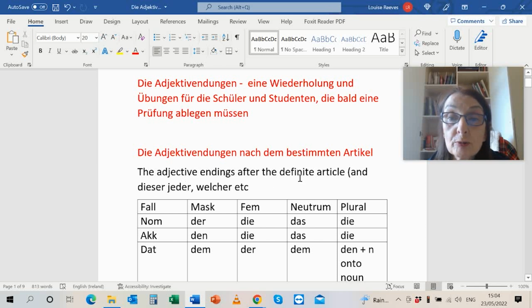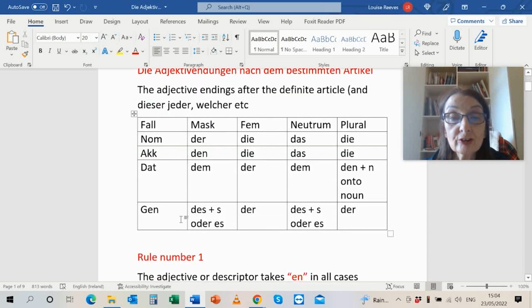So they're all going to be declined like their equivalent definite article. I hope you understand that, because the equivalent definite article is der, die, das, and die for the plural. So we have the genitive there. All the cases have been looked at.